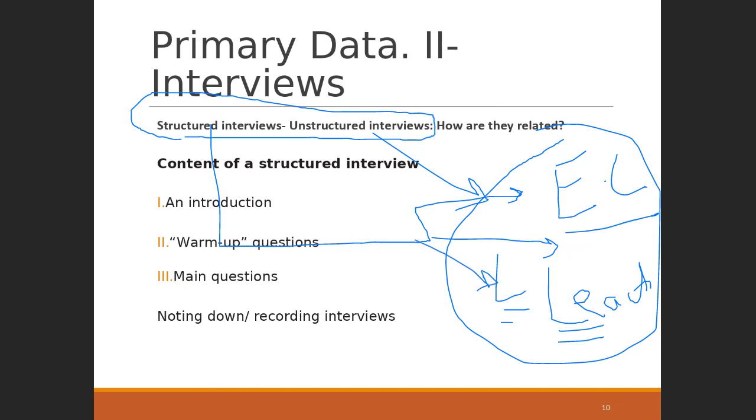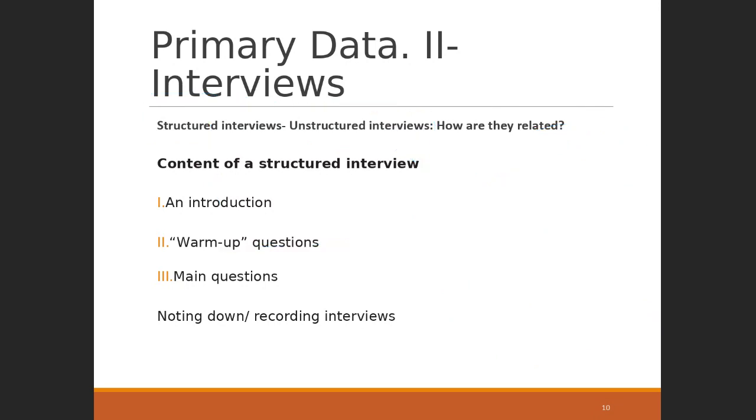So in unstructured interviews, you discover the most pertinent, more important issues, and in the structured interviews, you focus only on those issues. So the purpose of unstructured interviews is different, and the purpose of structured interviews is different. They are very much interrelated. So how to conduct a structured interview?